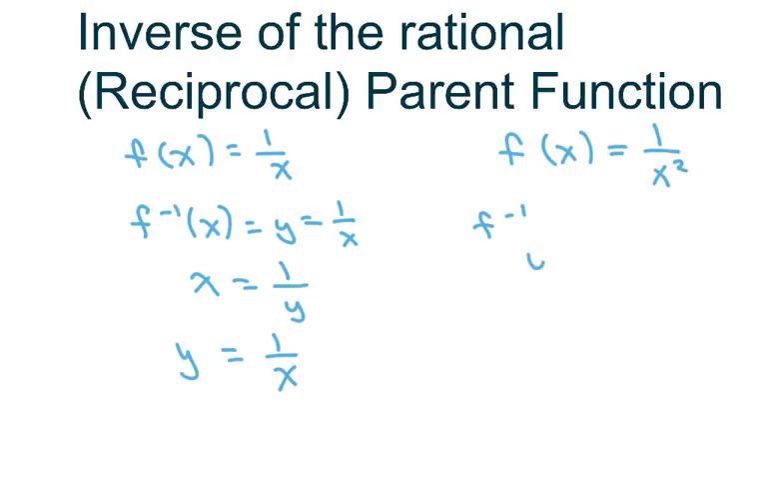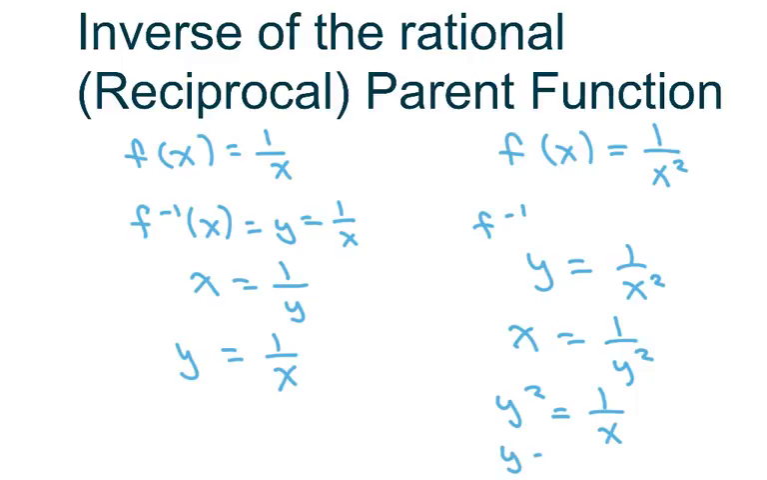And on this one, we do the inverse. We're going to do y equals 1 over x squared. We're going to switch the x and the y. So we get y squared equals 1 over x. And so y equals 1 over the square root of x. You square root both sides. Now in this one, we have to restrict the domain to x is greater than or equal to 0, and I'll show you on the graph, because this is not a one-to-one function.